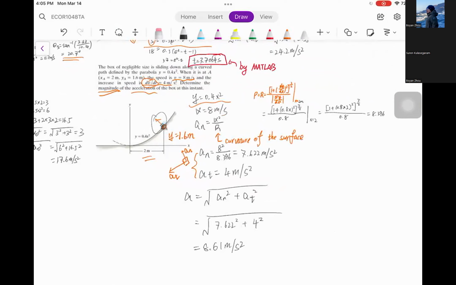For this one, I think it's also pretty straightforward. The only thing is you need to know how to find the curvature of this surface. This equation is also given, so it shouldn't be too hard.